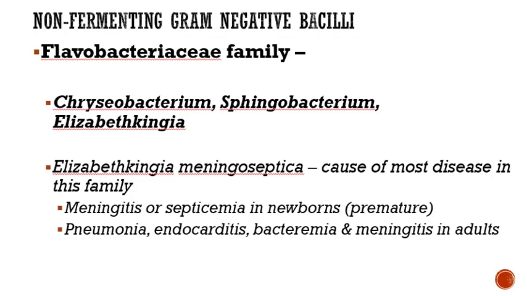Elizabethkingia meningoseptica is the cause of most diseases associated with this family of the Flavobacteriaceae. It can be associated with meningitis or septicemia in newborns, especially in conjunction with prematurity. In adults, Elizabethkingia can cause pneumonia, endocarditis, bacteremia, and meningitis.